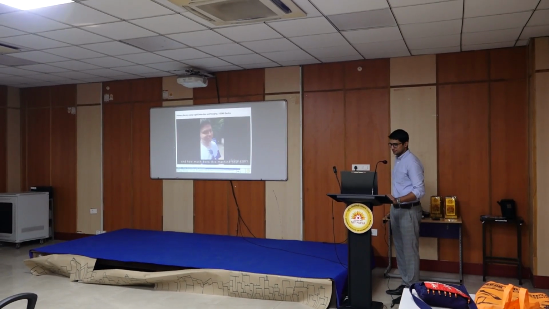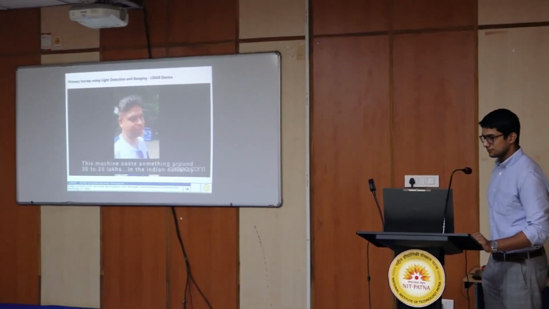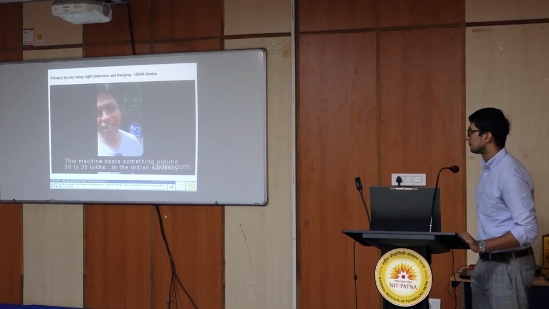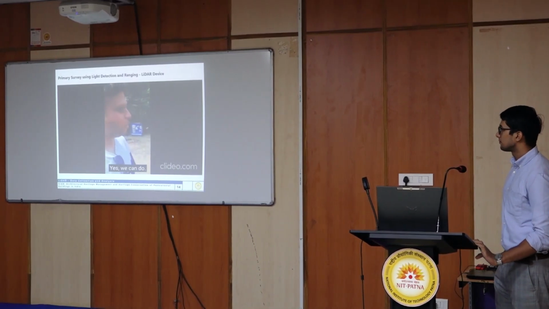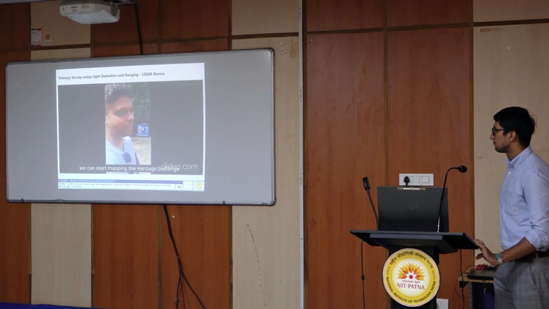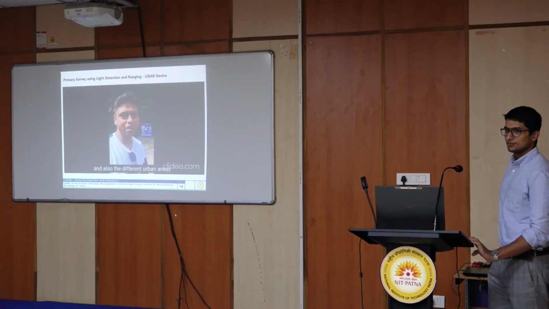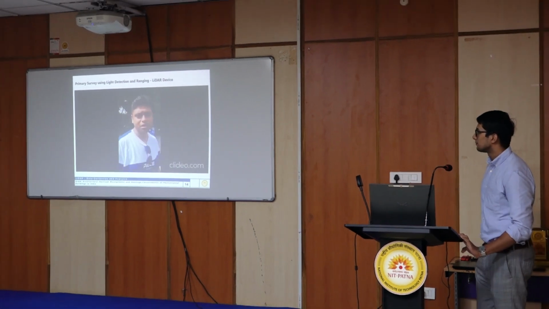How much does this machine cost? This machine costs something around 30 to 35 lakhs in Indian currency. Can we do something productive with this for the Indian market? Yes, we can start mapping the heritage buildings and also the different urban areas, and we can create proposals.